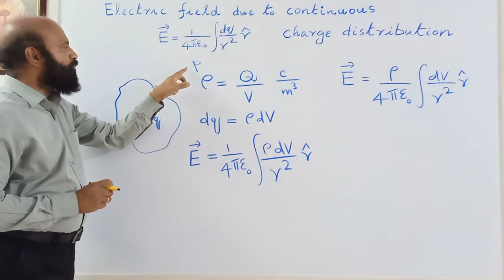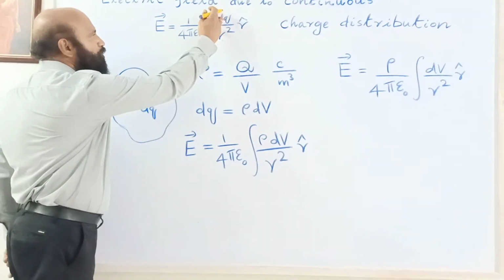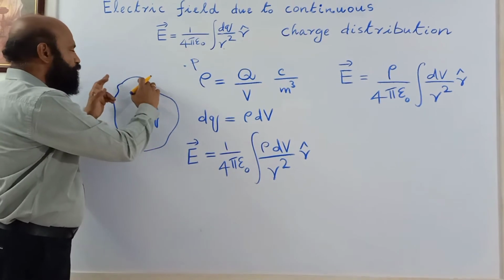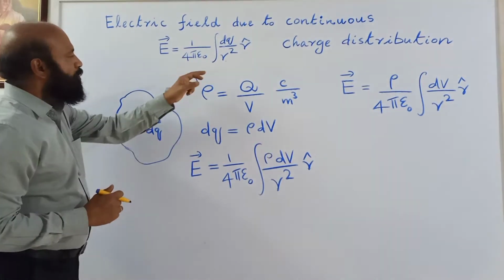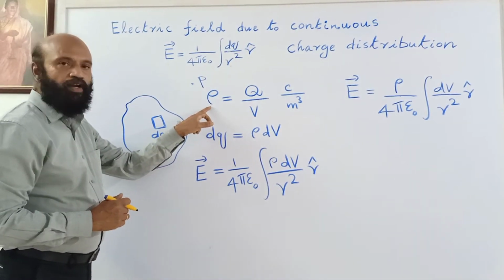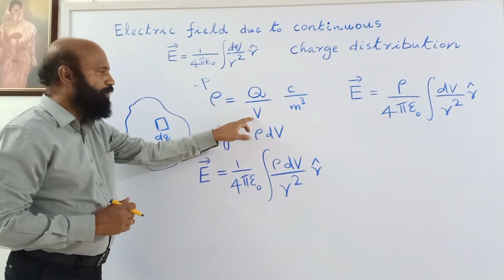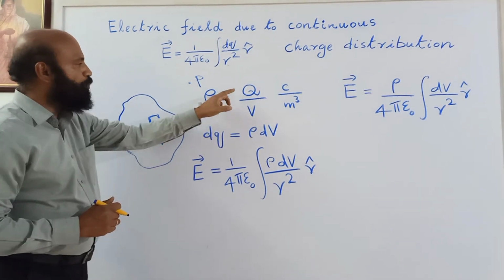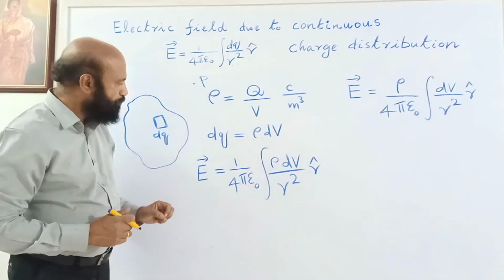First we have to find out the field here due to a charge element dq, then we have to integrate it. So we'll get the total electric field due to this volume distribution of charge. Then this rho is volume charge density. Charge is to be divided by the volume. So we'll get the volume charge density, charge per unit volume. It is measured in coulomb per meter cube.